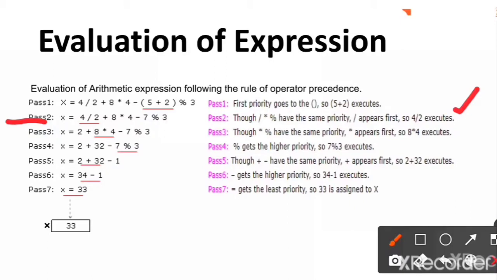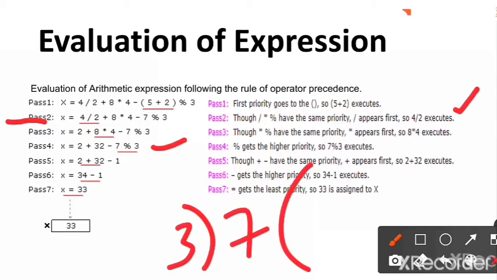Next, in the resultant expression, you can find a star first. Hence, the priority goes to the star operator and 8 into 4 is executed and you will get the answer 32. In the next pass, the priority goes to the modular division operator. We know the modular division operator always gives you the remainder of a division operation. Hence 7 modulo 3, that is 7 divided by 3, 3 2s are 6, the remainder is 1. Hence 7 modulo 3 will be evaluated to 1.